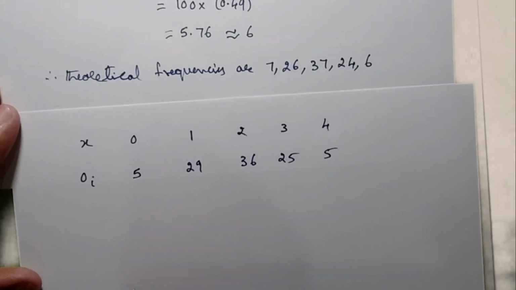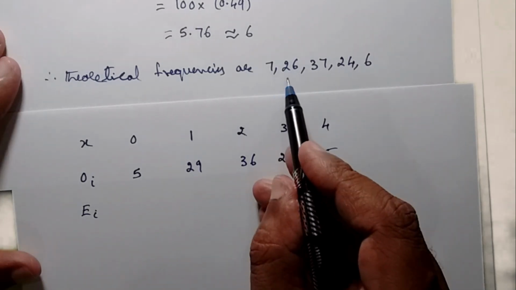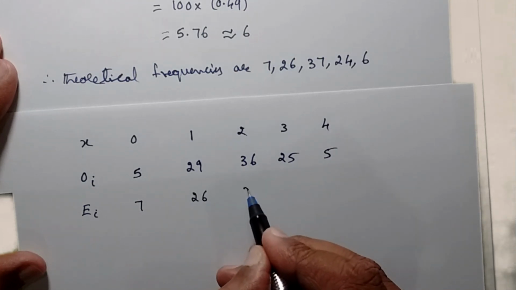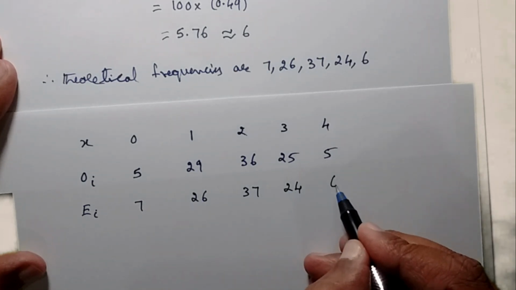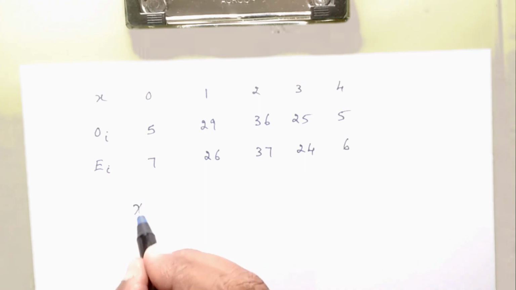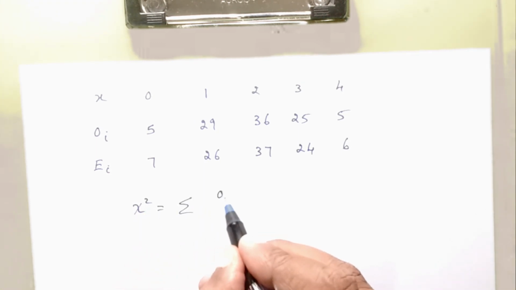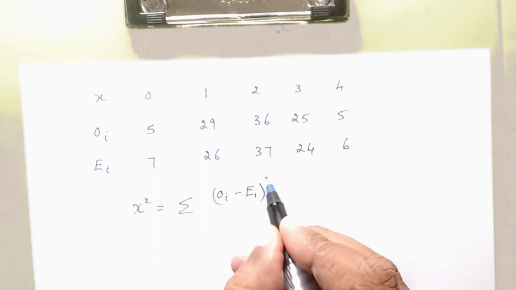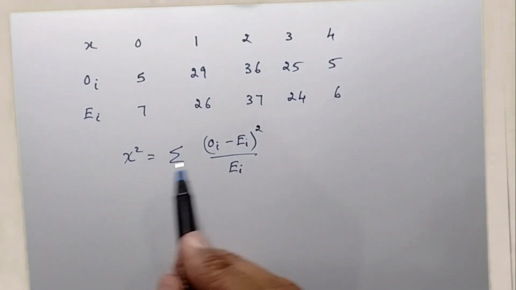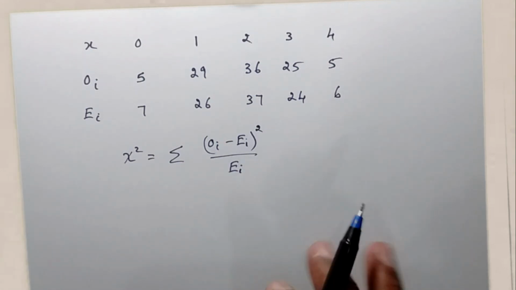Now what you have obtained over here will represent your expected frequencies. These values will represent the expected frequencies. That will be 7, 26, 37, 24 and 6. So using these expected frequencies, we will try to evaluate the ChiSquare distribution. So we know the formula for ChiSquare. The ChiSquare value will be summation of (Oi minus Ei) whole square divided by Ei.